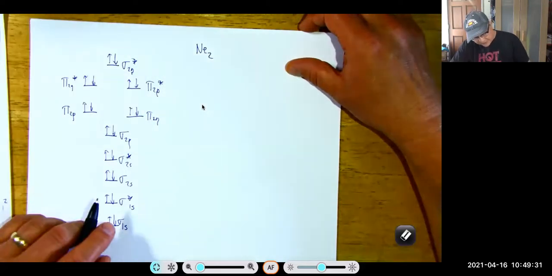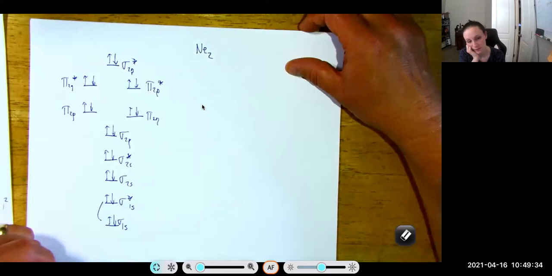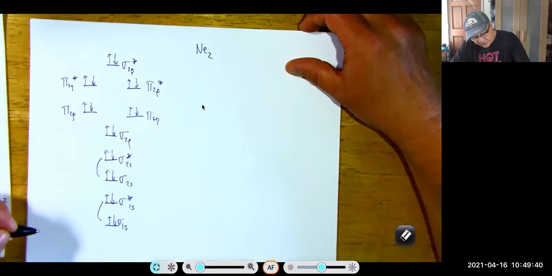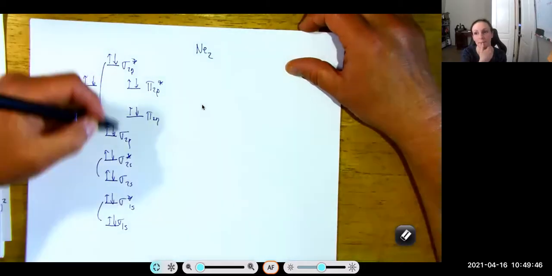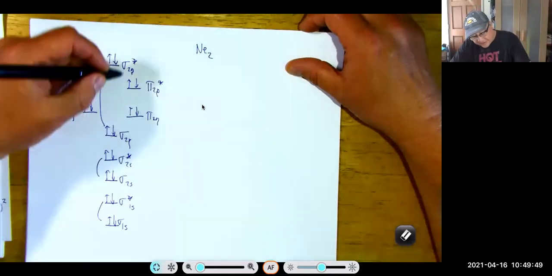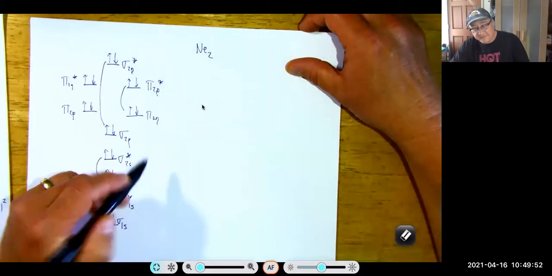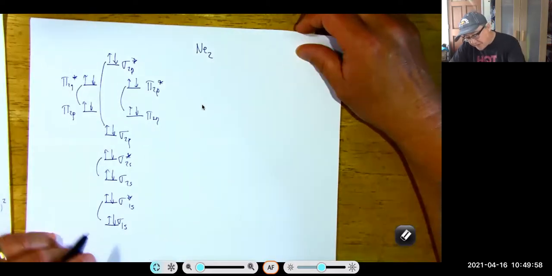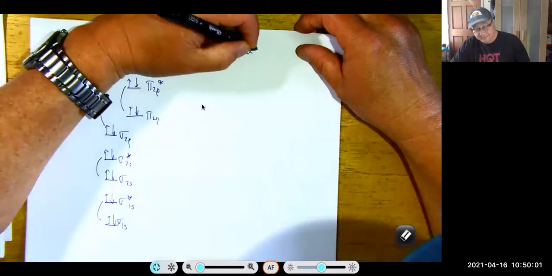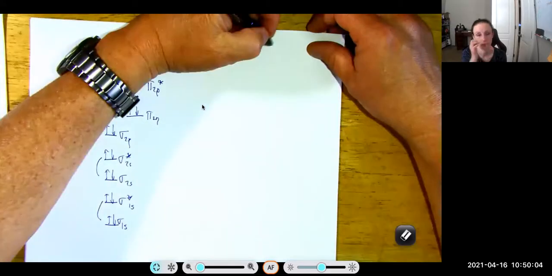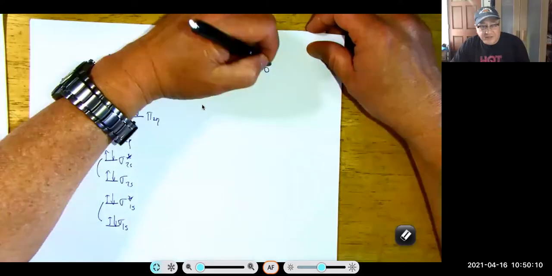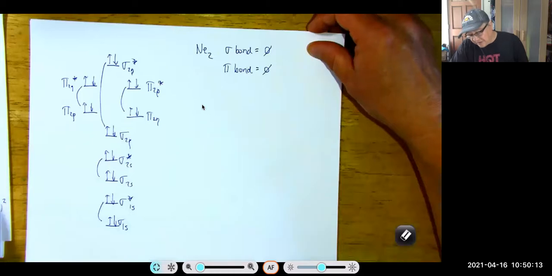So do you see how these two cancel? Because they're both 1s's, right? Do you see how these two cancel? Sigma 2p, sigma 2p. Do you see how these two cancel? Pi 2p, pi 2p. These two cancel, right? So how many sigma bonds does Ne2 have? 0. How many pi bonds does Ne2 have? 0. So how many bonds total does Ne2 have? 0.